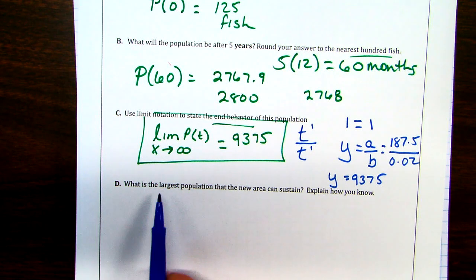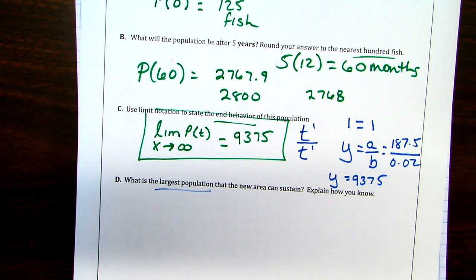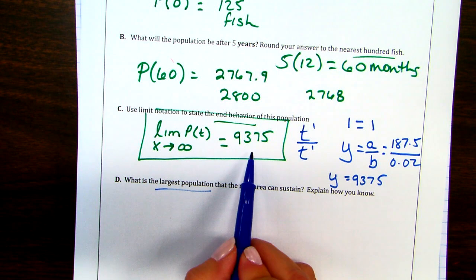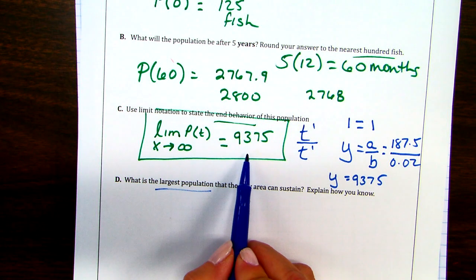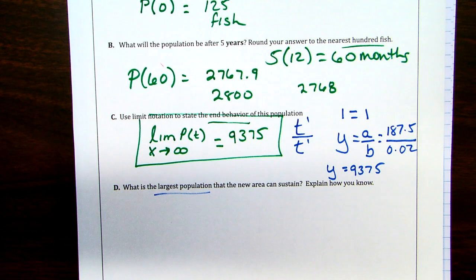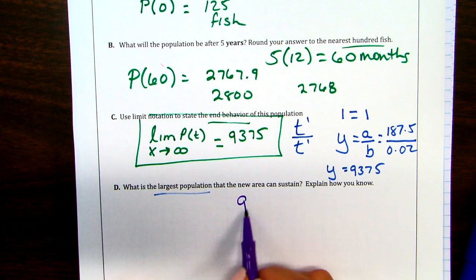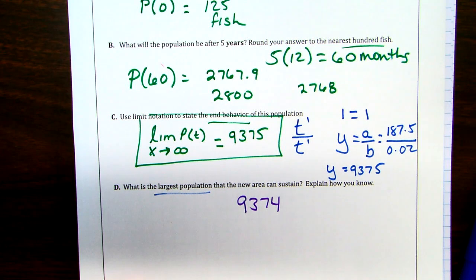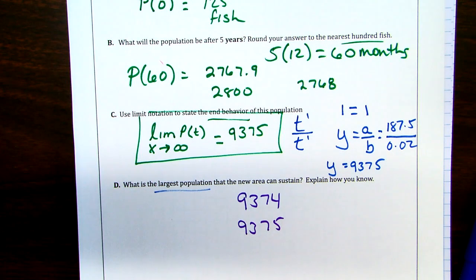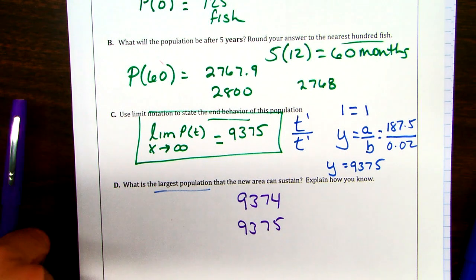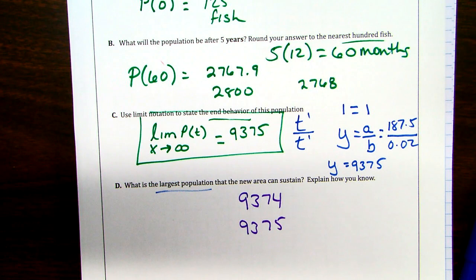Last question. What's the largest population that the new area can sustain? This number, right? Can't go any higher than that. So could we get into technicalities of like, okay, if that's the limit, you'll never reach it. Somebody might say this many, I would accept it. I'll get more strict second semester with stuff like that, but right now, getting to know the class. But that's your limit of fish. That's what that means. It's your limit. Can't go any higher than that, according to this model. Okay?